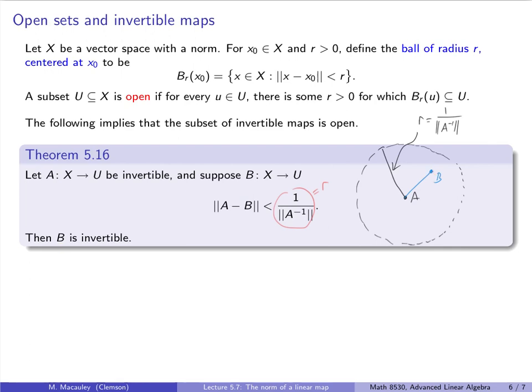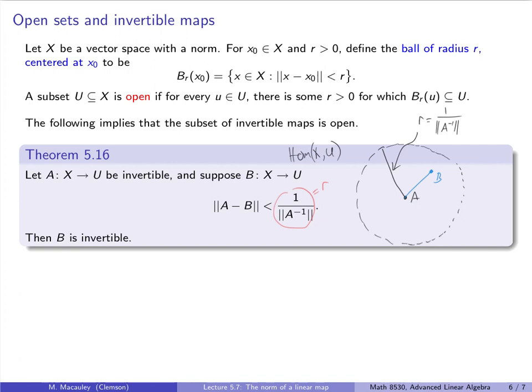So what this is saying is if we have any invertible map, so first of all, these things are living in the space of linear maps from X to U. So if we have any A in here, we can find a little ball around this such that everything inside here is still invertible. So in other words, the subset of invertible maps is indeed open. Let's prove this.